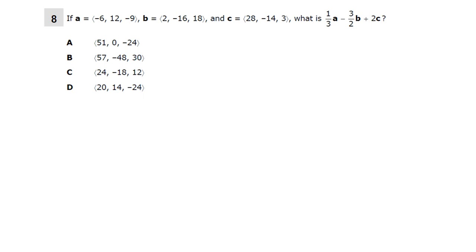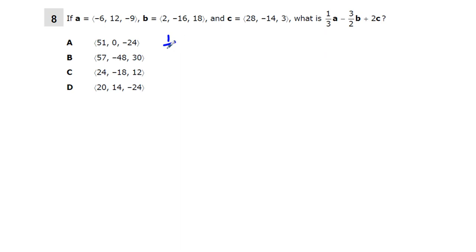Next, we have: if A equals the vector negative 6, comma 12, comma negative 9, B equals 2, comma negative 16, comma 18, C equals 28, comma negative 14, comma 3. What is 1/3 A minus 3/2 B plus 2C? So we could just work this out together.